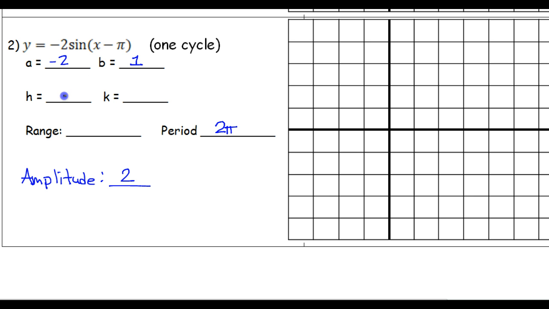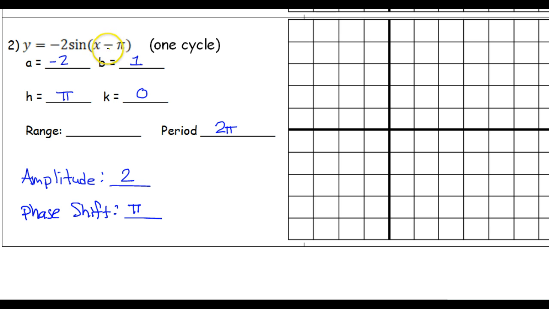Now the h value is pi. There's no visible k value. K goes here. So the k value must be 0. The fact that h is pi means that there's going to be a phase shift. This time they were nice to us because this is a left-right, a horizontal translation. But because the b value is 1, because there's no visible b value, the phase shift will be the pi.